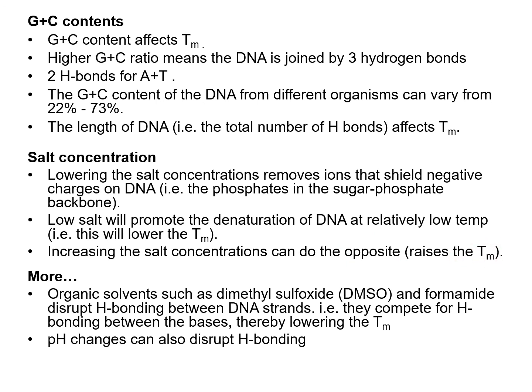There are more factors that affect the Tm values too, such as organic solvents like DMSO, or dimethyl sulfoxide. Formamide also disrupts the hydrogen bonding between the DNA strands, so it lowers the Tm values. And pH also changes the Tm values by disrupting the hydrogen bonding too.